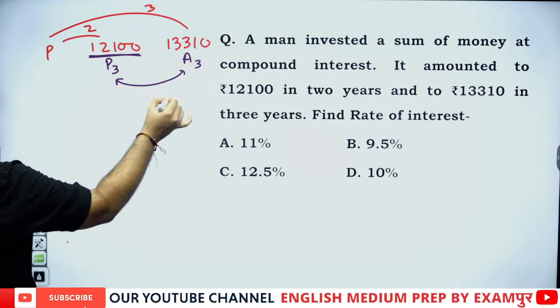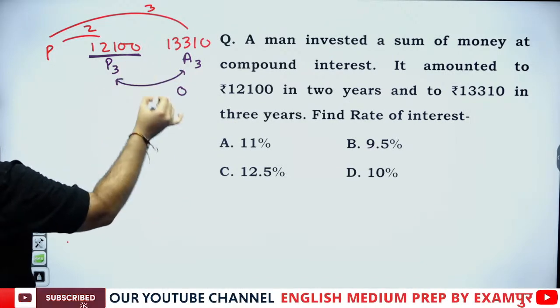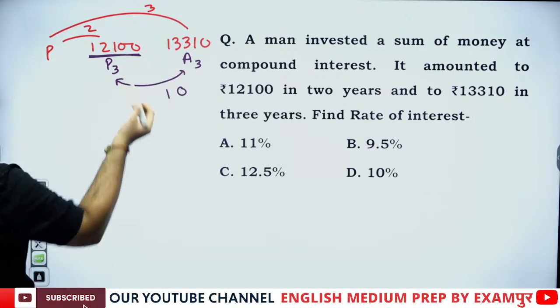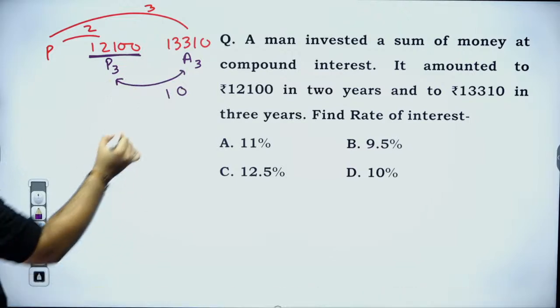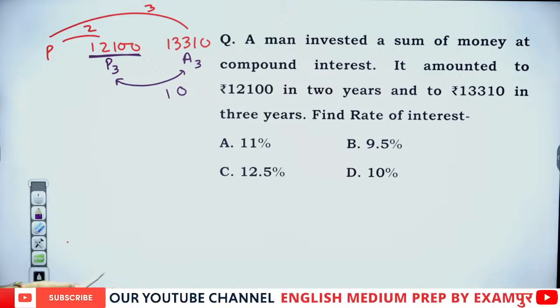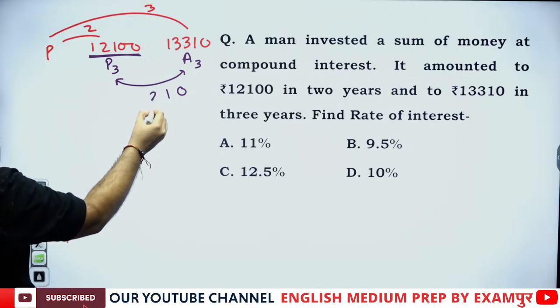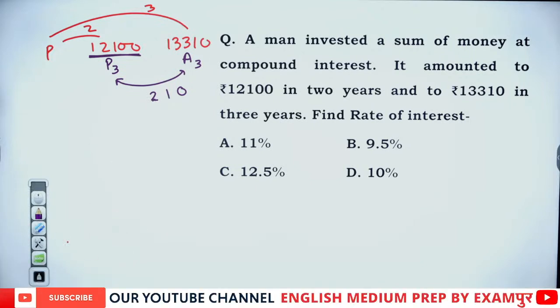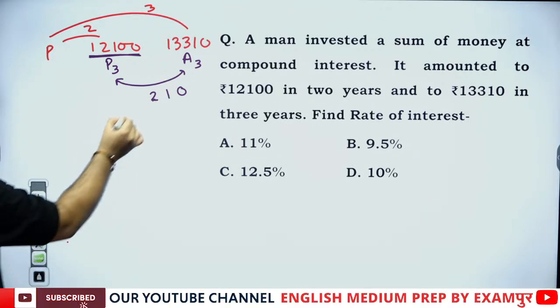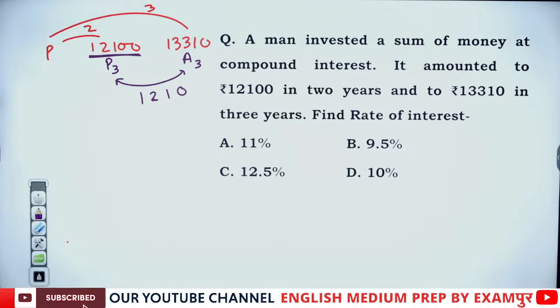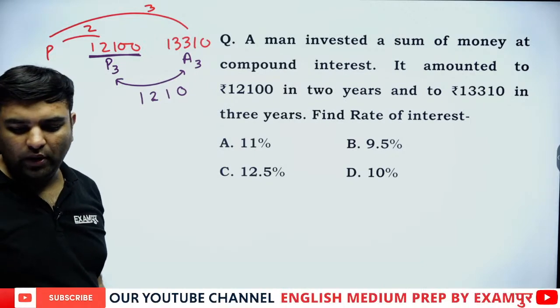0 minus 0, 1 minus 0, 1, 3 minus 1 is 2, then 3 minus 2, 1. You gained the interest of 1210.